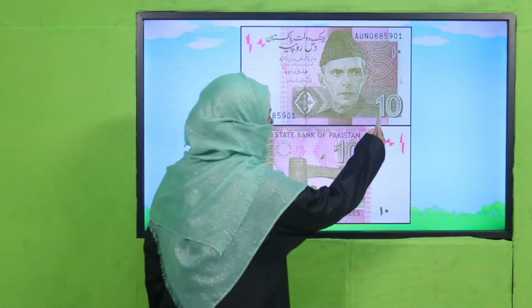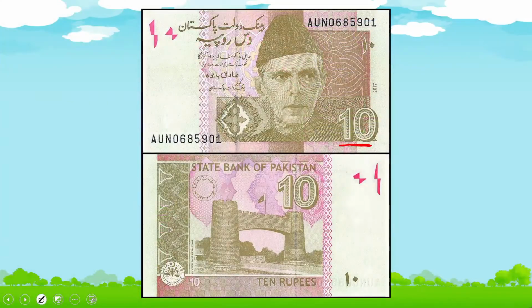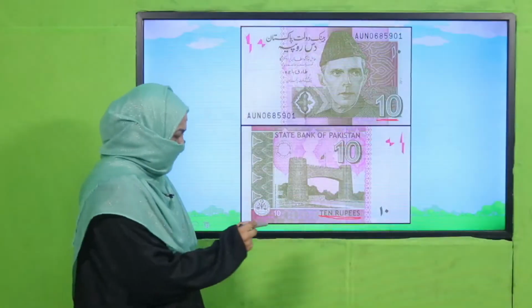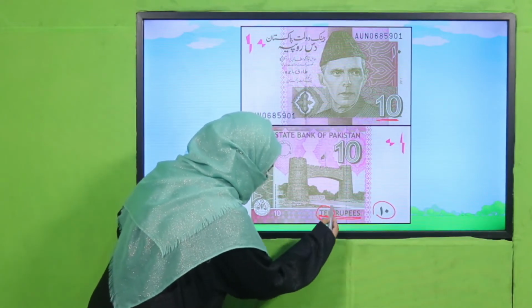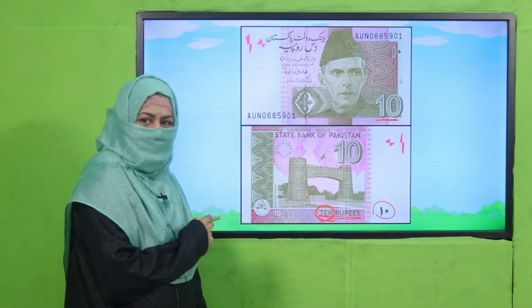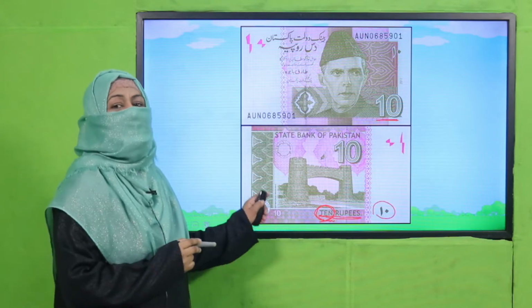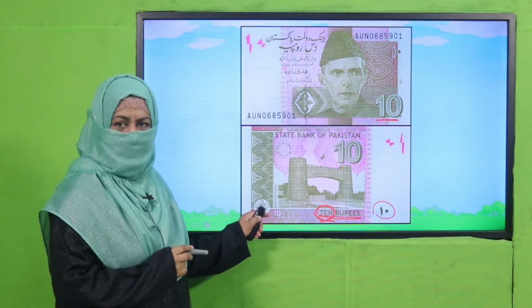It's written here in numbers, 10. It is a 10 rupees note. And do you know it's written in words as well? Have you ever noticed? When you turn it back, it's written here, 10 rupees. It is written in words. So what is the value of this note? 10. It's written here, 10. And we know how to read and write 10, right? So it is the 10 rupees currency note of Pakistan.